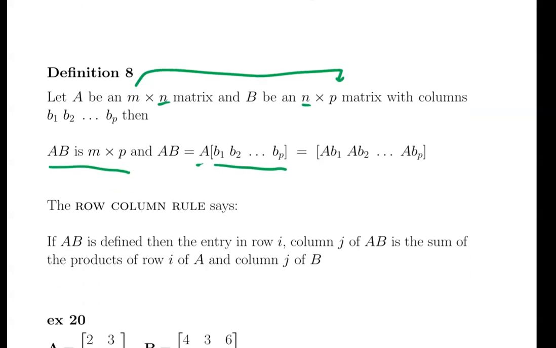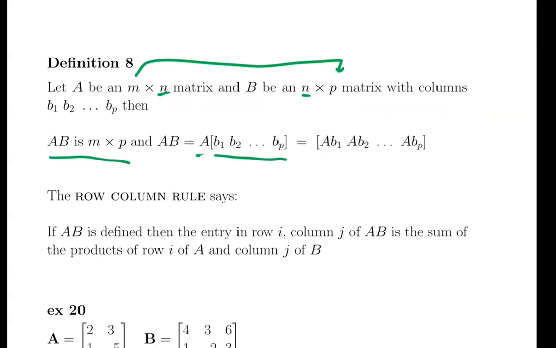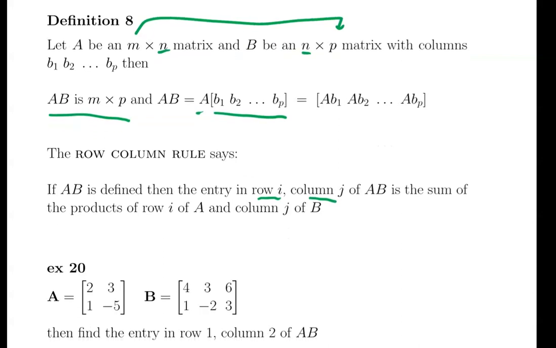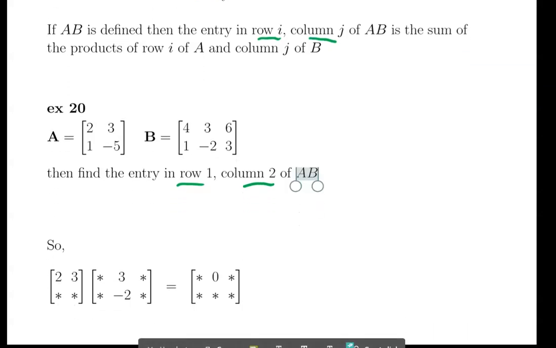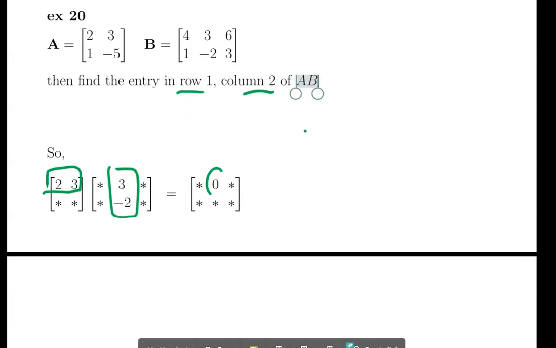This is just called the row-column rule. We know all this already. If AB is defined, then the entry in the ith row and jth column is the sum of the products of row i of A and column j of B, right? That's essentially what happens when you do the two-finger kind of a thing. So if we want to find the entry in row 1, column 2 of this product, this is 2 by 2, this is 2 by 3, so it is defined. We look at the first row of A and the second column of B, and multiplying that out gives us a 0 in the 1, 2 position.